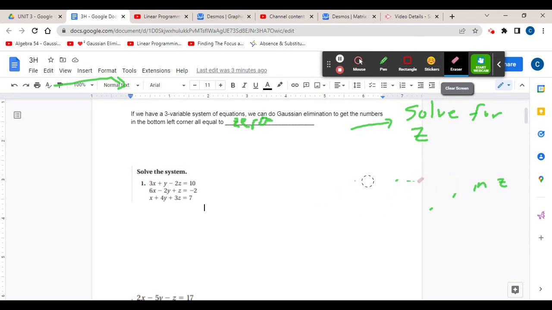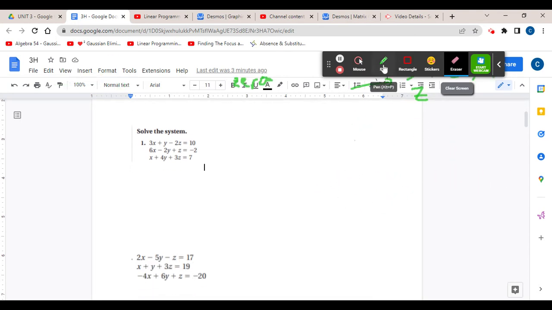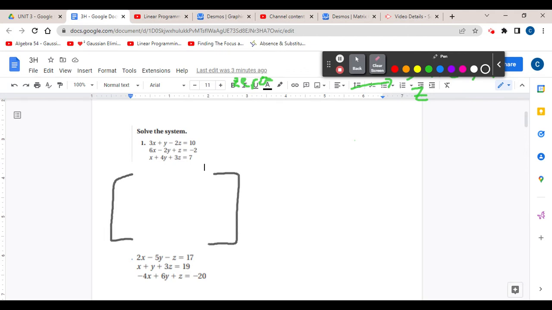So what we're going to create is what's called an augmented matrix right here. So this augmented matrix that we have, we're going to have 3, 1, negative 2. Those are our coefficients. And we're going to put a bar right here to divide it from our final number 10. Then we're going to have 6, negative 2, 1, negative 2. And then on the bottom, we'll have 1, 4, 3, 7.